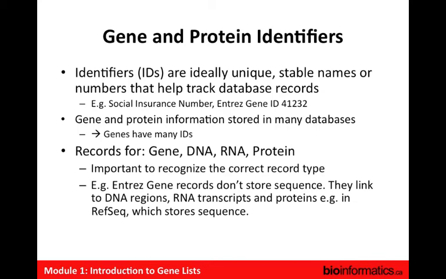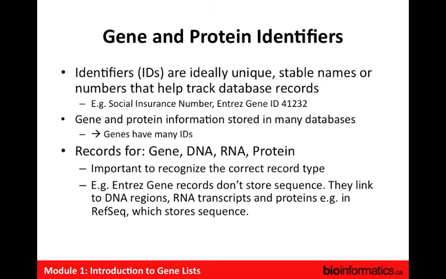They're ideally unique and stable, but there are problems with this uniqueness and stability in biological systems and biological databases. Gene and protein information is stored in many databases, and the first thing to know, and you probably know this, is that genes can have many identifiers.